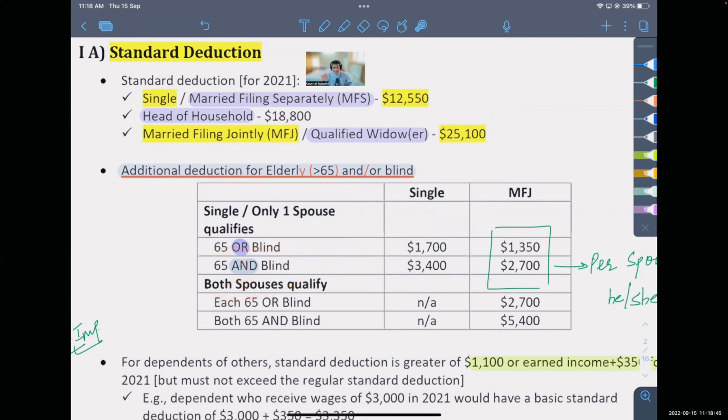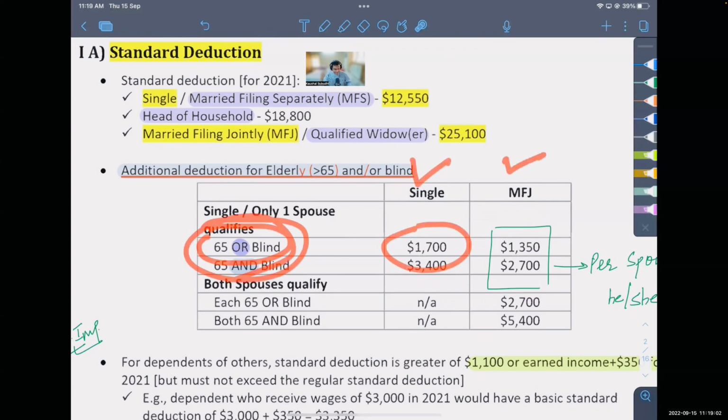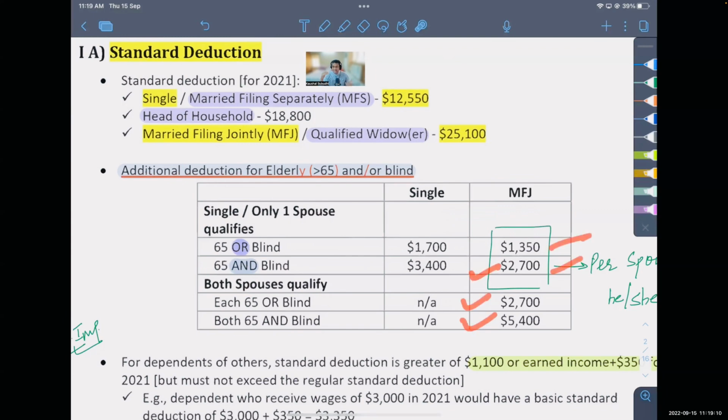Now, when it comes to MFJ, that is a bit of an issue for you to remember, because there is no linkage between these two numbers. So yes, for an additional deduction, if it's 65 or blind and single, then the figure is 1,700. If it's 65 or blind and it's MFJ, then the figure is 1,350. Once you remember 1,350, all these figures become very easy for you to remember.